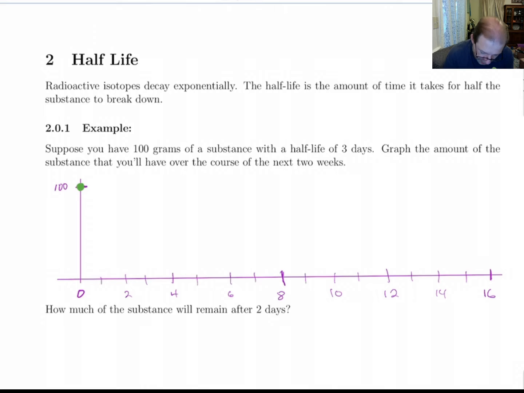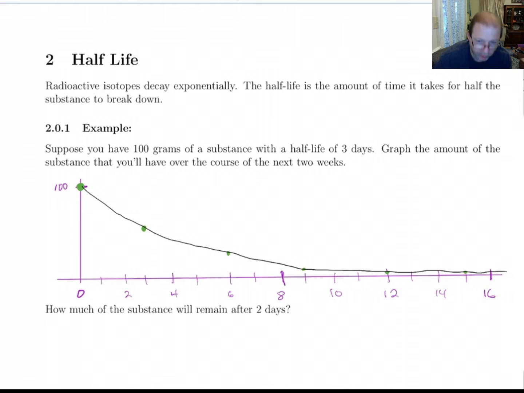And then 3 days later, we're going to have half that. So if I come over here to 3 and come up to here, 3 days later, we've got half of 100 or 50. 3 more days later, we're going to go half of that and get 25. Then at 9 days, we'll have 12 and a half. At 12 days, we'll have 6.25, and at 15, 3.125. So we get these points along the curve. And if I connect those with a smooth curve, we get this decay.